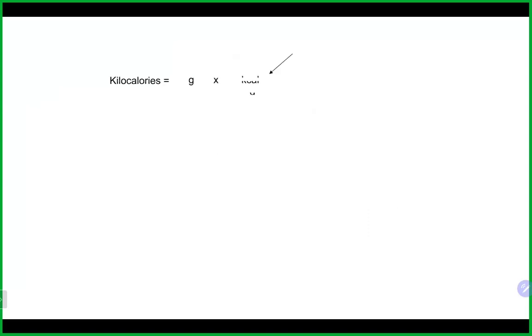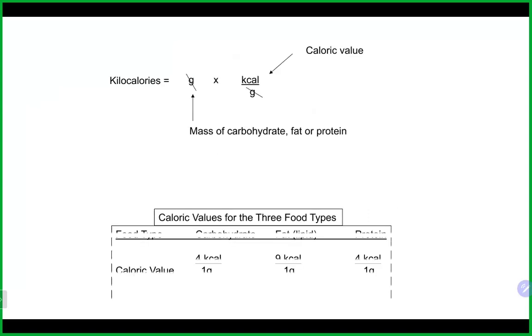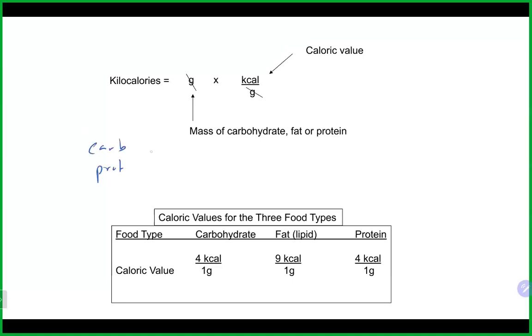And basically the caloric value for carbohydrates and protein is 4 kilocalories per gram. And fat is, as you can see in that table there, 9 kilocalories per gram.